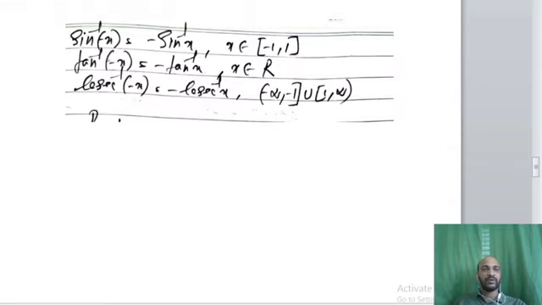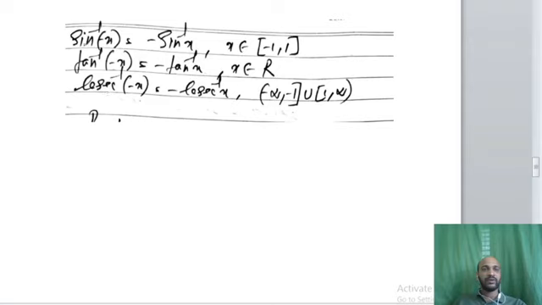Now property 4. Sin inverse of minus x equal to minus sin inverse of x, where x belongs to minus 1 to 1. Tan inverse of minus x is equal to minus tan inverse of x. Cosec inverse of minus x is equal to minus cosec inverse of x. Actually, sin inverse, tan inverse and cosec inverse satisfy a similar property because their principal branches are almost the same.